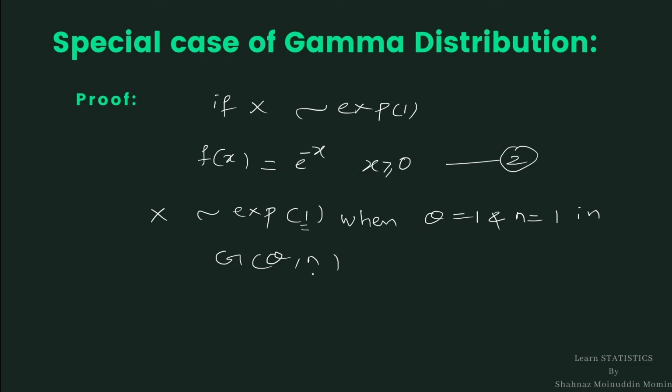In this way, in this lecture, we learn what will happen on gamma distribution when both the parameters are kept 1.